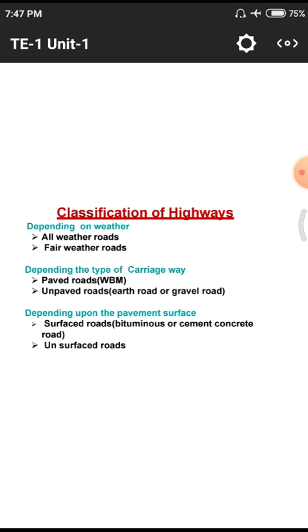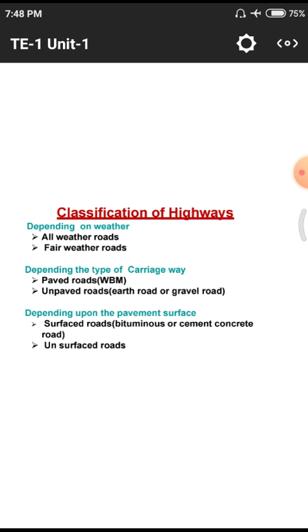Next one is depending upon the type of carriageway. That means carriage, the way which carries vehicles, that way is called carriageway. First one is the paved roads. In the brackets beside we are having WBM, waterbound macadam roads. Those are called paved roads, meaning the top layer should be paved with cement concrete or bituminous tar. Those roads are called paved roads.